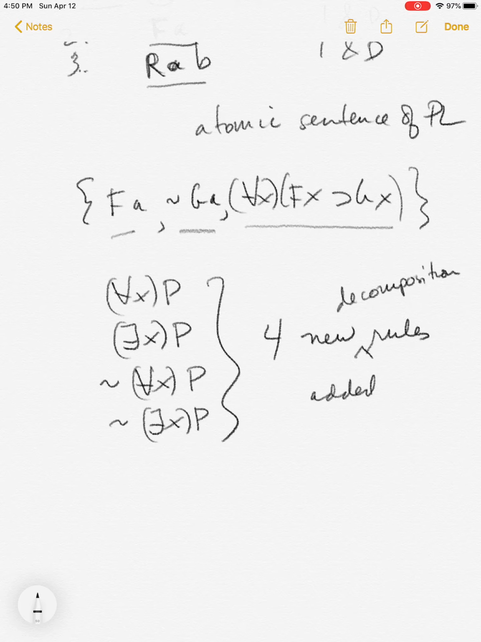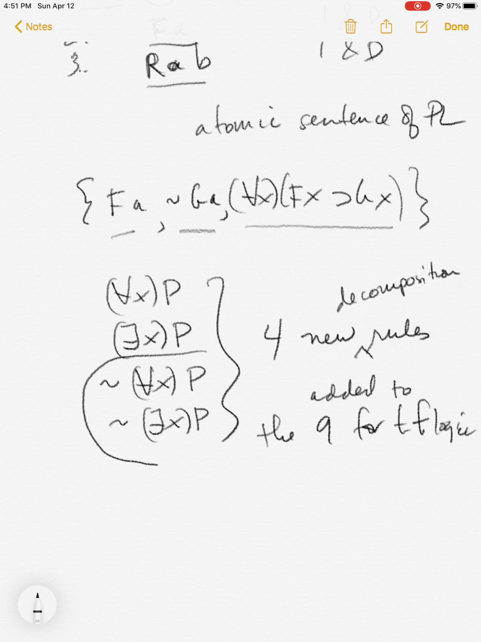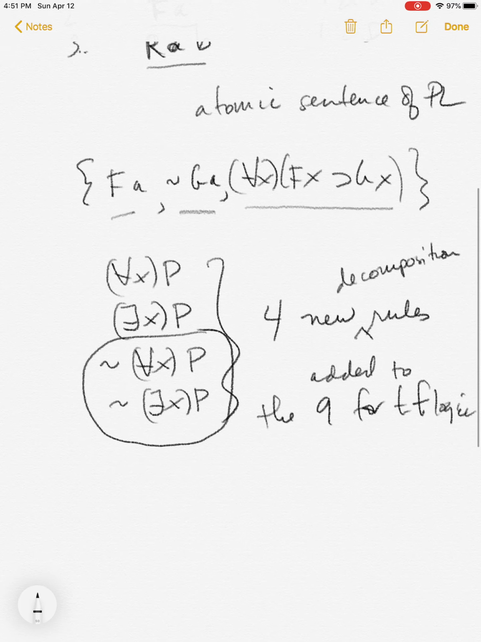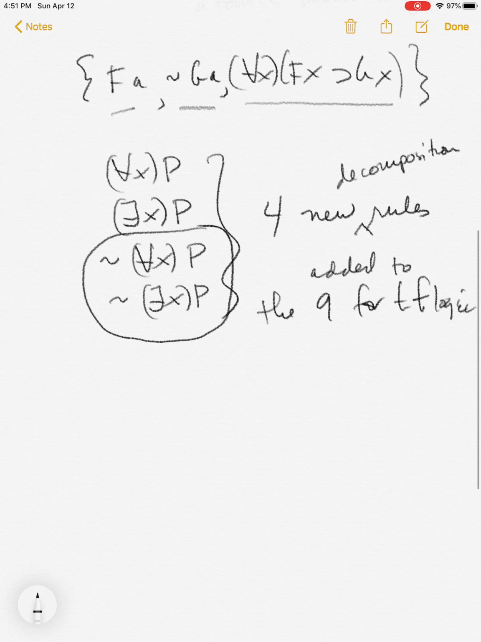Added to the 9 that we have already, the 9 for truth functional logic. Okay, so the rules for the negation of the quantifiers are actually pretty easy. One is called negation existential decomposition, and the other is negation universal decomposition.